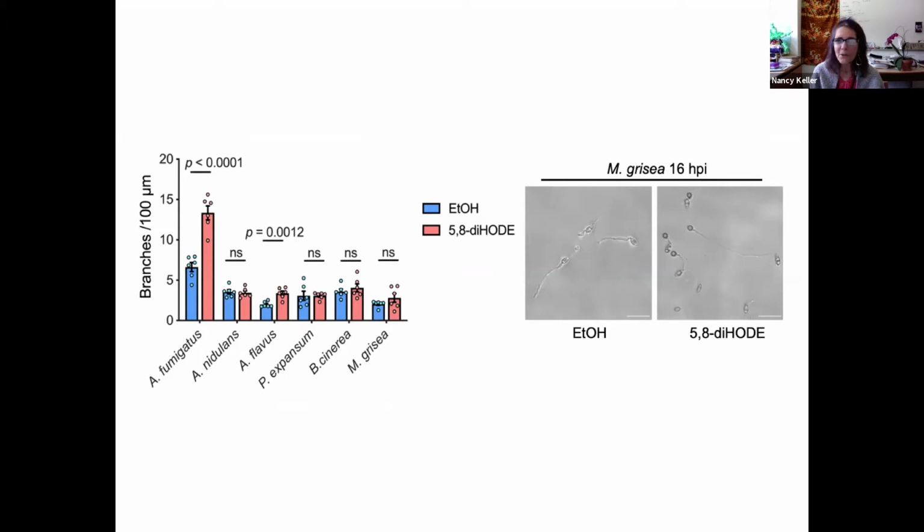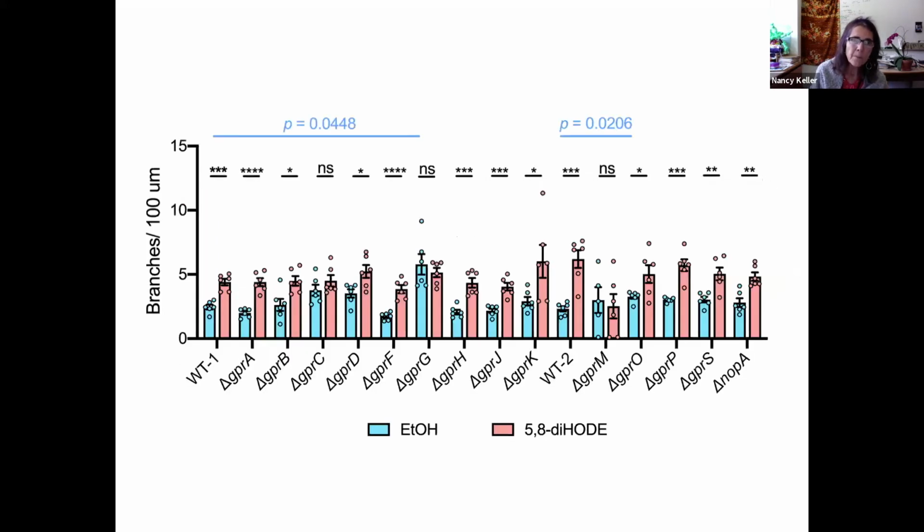However, we were bowled over because anytime you added 5,8-DiHODE to Magnaporthe, you immediately got appressoria formation. And for those of you who are plant pathologists, you know right away that appressoria are the structures that Magnaporthe needs to penetrate plants. Something we will be looking at further. So we found that this compound actually was a developmental signal for many fungi.